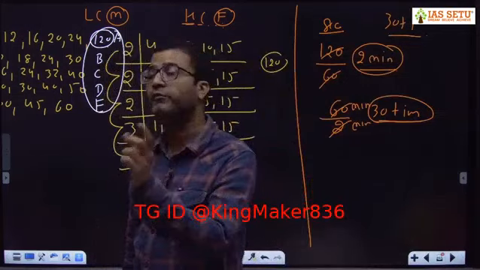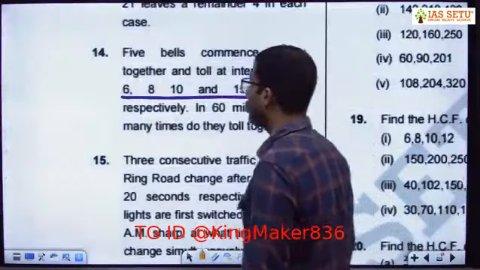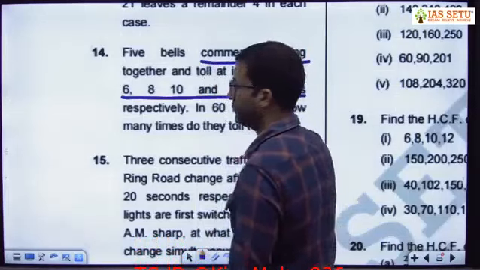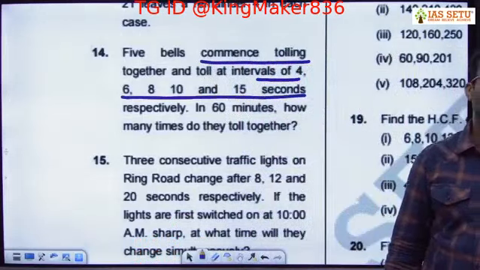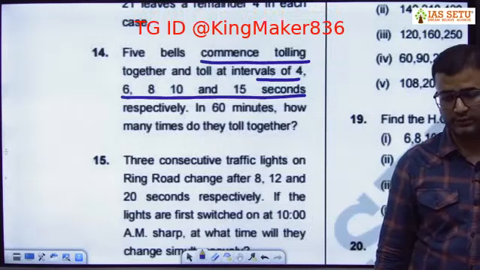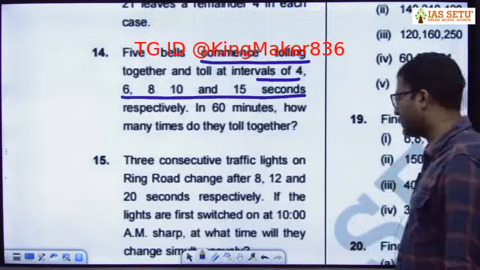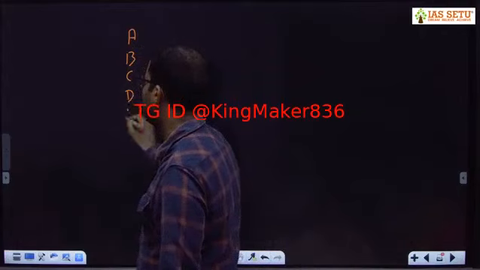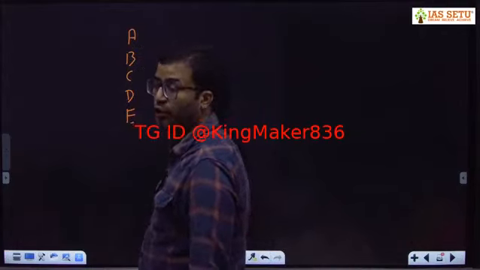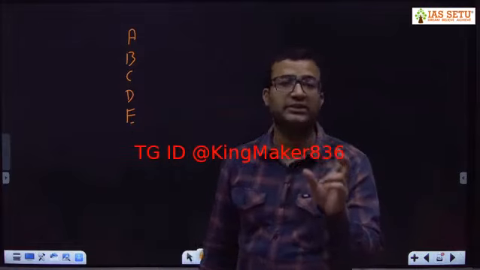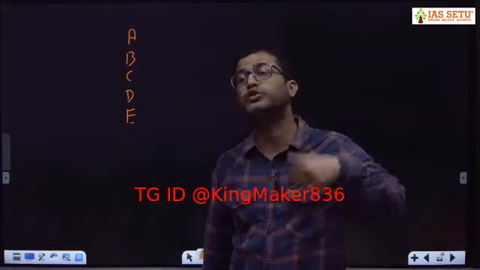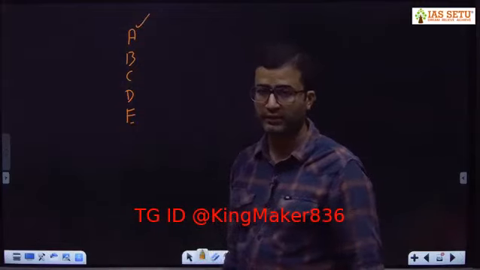I tell you why. We will read the question again carefully. The question says 5 bells commence tolling together. Underline the words commence tolling together. Started tolling together. So for example, at 10 o'clock we start these bells. So at the starting time also bells A, B, C, D, E toll together. So if in the question it is clearly mentioned they started tolling together, commence tolling together, it means at the starting time also they toll together and we have to include that.